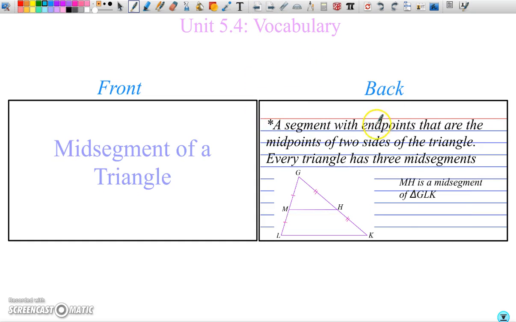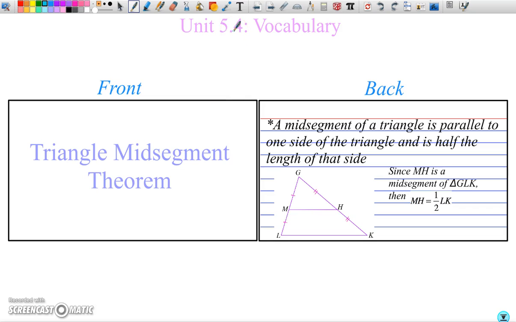A midsegment of a triangle is our next term, and basically all that is saying is you take the midpoint of two different sides and then you draw a segment to connect them. That's it. So MH right here would be a midsegment, and that's denoted by the fact that GM is congruent to ML and then GH is congruent to HK.